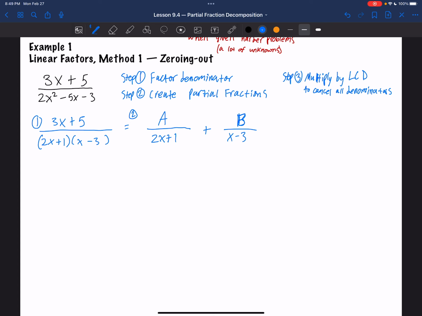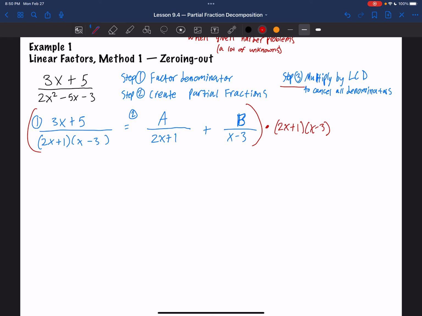So let's do this as step 3. We're going to take 3x plus 5 over, you know, I don't want to rewrite it, actually. Look, you're taking this entire thing and multiplying by the LCD, which is 2x plus 1 times x minus 3, right? You see, that's the least common denominator because this one has both factors, this has one of them, this has the other. So I multiply by the LCD to get rid of all denominators.